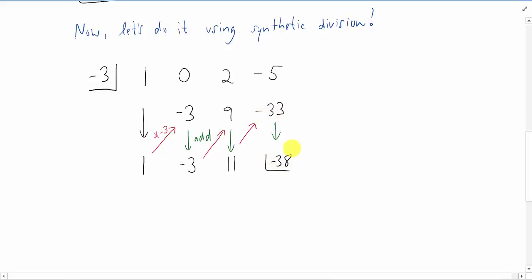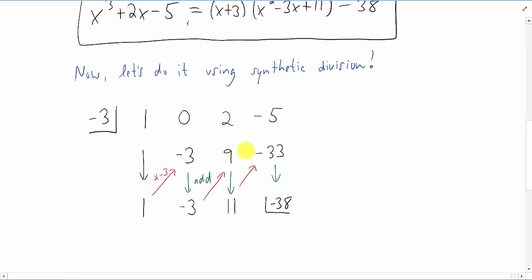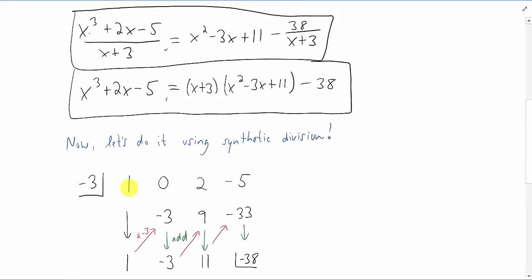Now these numbers might seem a little bit familiar to you. If you study the long division process, you'll notice that what we did was the exact same thing as long division. This is just a much faster process. You'll notice what we're left with here. We have 1x squared minus 3x plus 11 with a remainder of -38. That's the exact same thing that we got in the problem above.